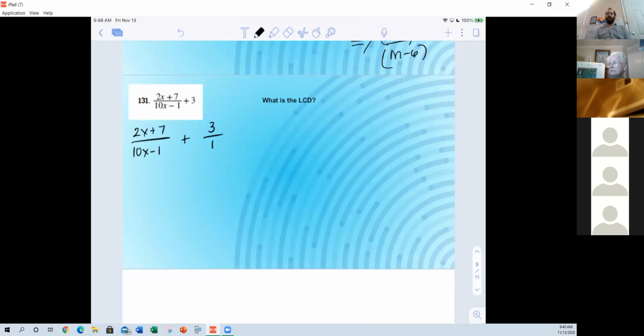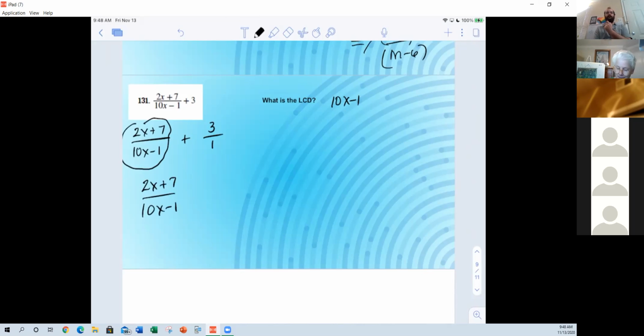I mean, the lowest common denominator is easy. You just literally take the left side and multiply it by the right denominator to get the least common denominator. And so what is the least common denominator? Well, it's 10x minus 1. That's right. So do I need to change this fraction at all? Oh, wait, no. You have to multiply the 3 also by 10x minus 1.